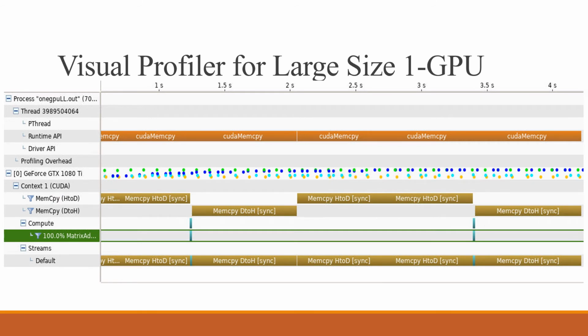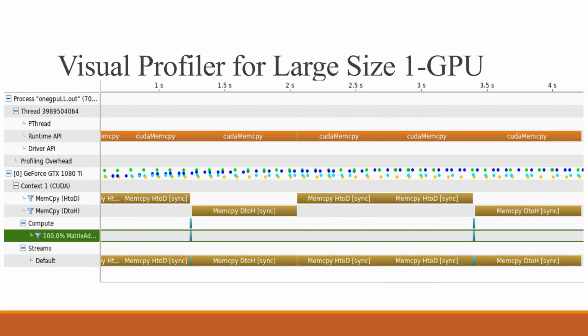So going to the visual profilers for the large size of the 1 GPU implementation. The large size, as I mentioned earlier, exceeds the size of a GPU. So in order to execute that program using 1 GPU, I had to send parts of my data. So this is the visual profiler after executing the 1 GPU implementation for the larger size.